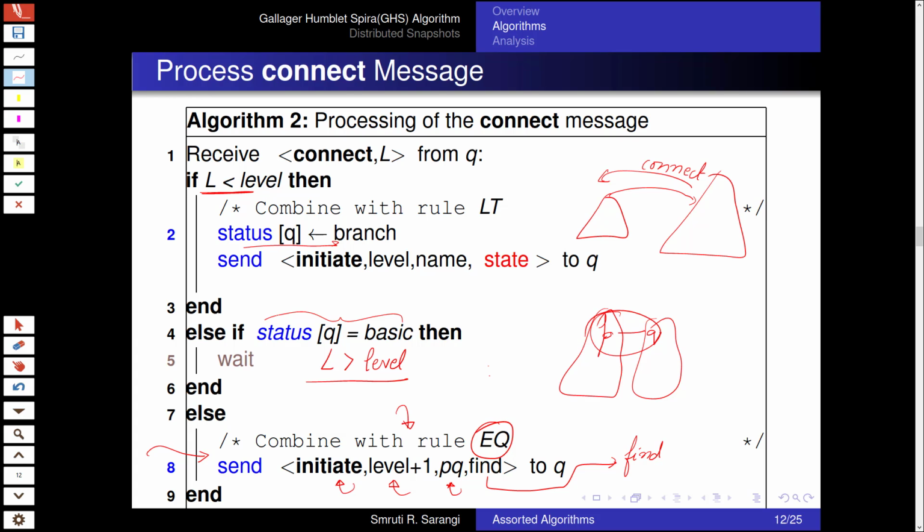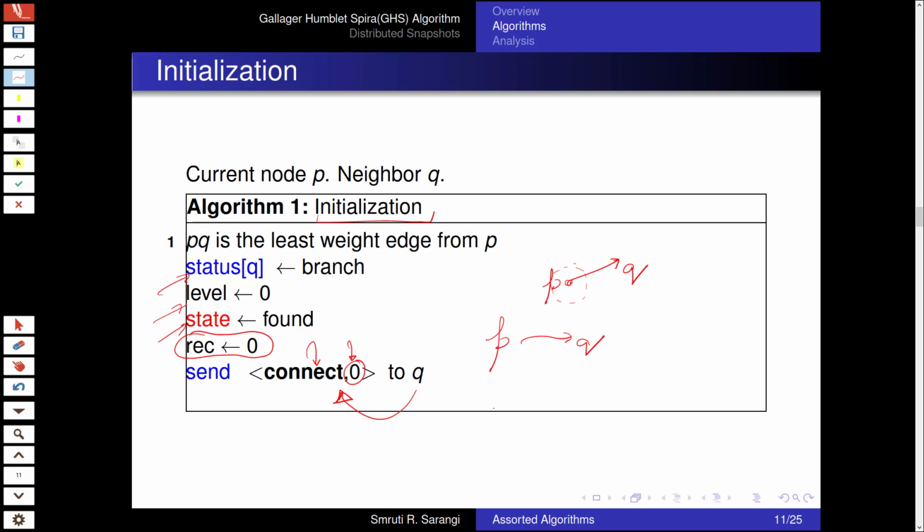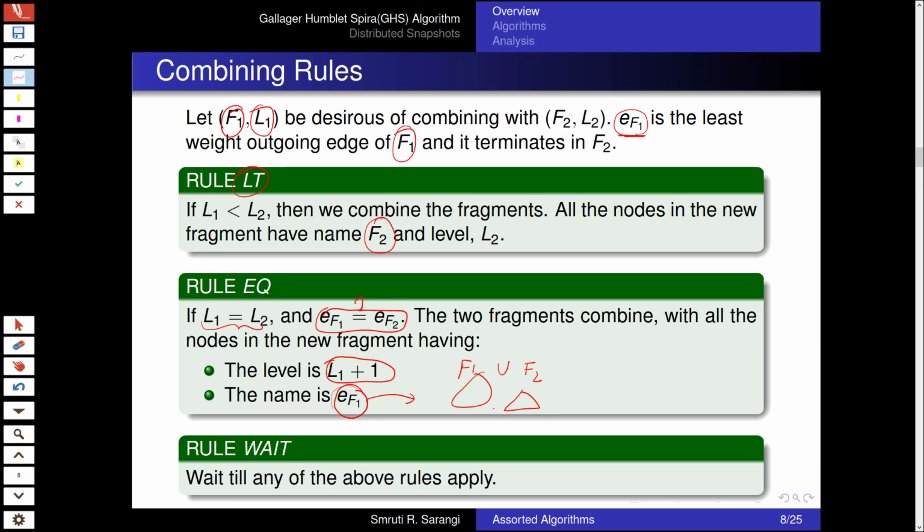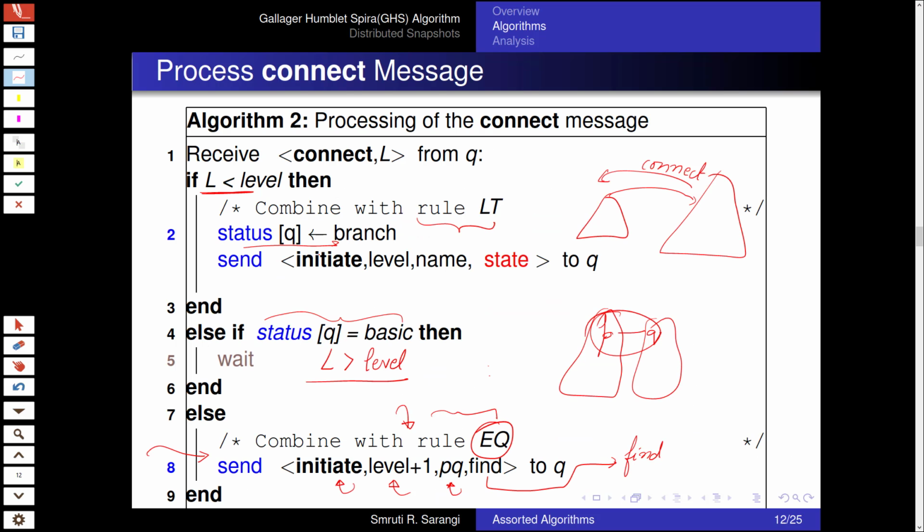Alright, so we did make certain assumptions here, we have not proven, but let's continue. So, the application of rule LT and rule EQ would be very clear over here. If you want, you can just go back to this slide where we defined the EQ and LT rules. And as you can see, it was not all that complicated. So, here LT was a smaller fragment with a larger fragment. And EQ was both the fragments of the same size and they have the same least weight outgoing edge. So the question that we have kept open is, why will the rule EQ be useful over here? Which we will gradually see.